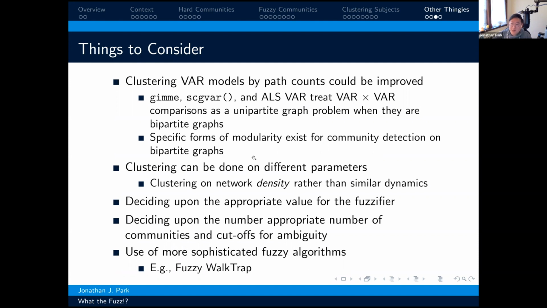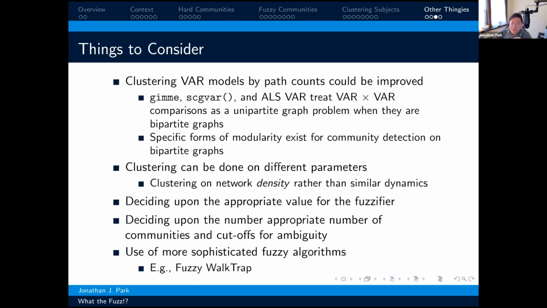So community detection on the sizes of the effects or the densities might be another way of kind of parsing out these differences. And I made this comment earlier, but deciding on the appropriate number of communities is hard. We have to enumerate across values of K or do K-folds cross-validation or something. We have to find a way to pick the correct number of groups. And there's more sophisticated algorithms that can do that.